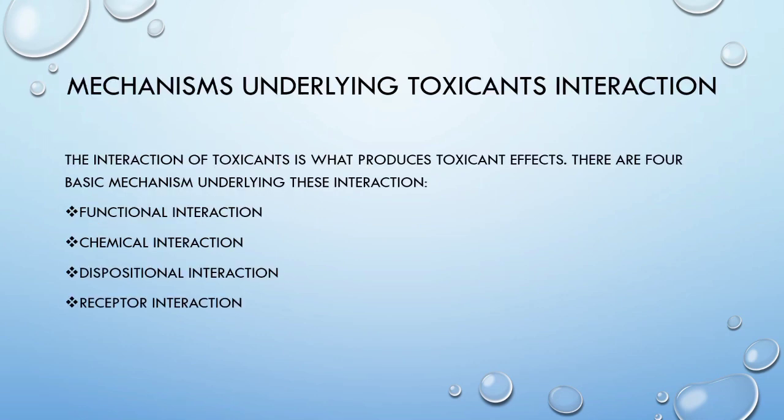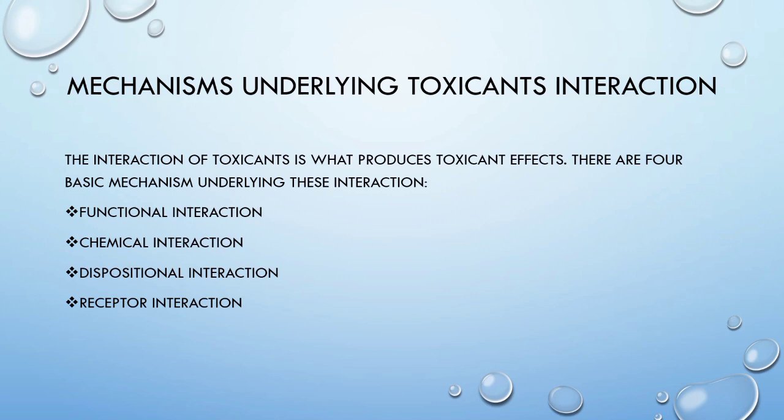Now we come to the mechanisms underlying toxicant interaction. The interactions of these chemicals are what produce the toxic effects we just looked at: the additive, the potentiation, synergy, correlative, and the antagonism. Now there are four basic mechanisms underlying these interactions.